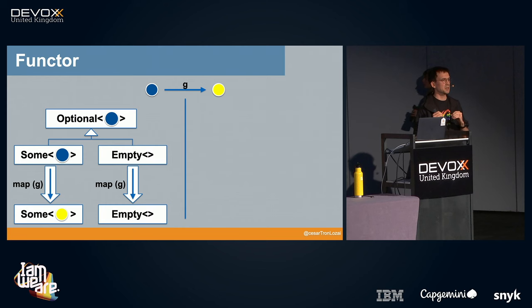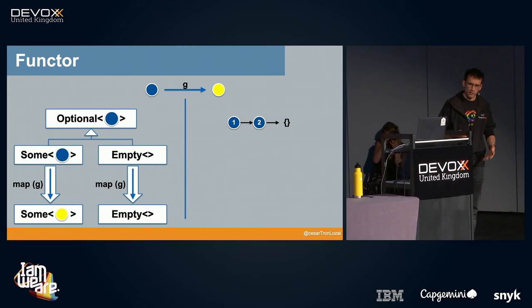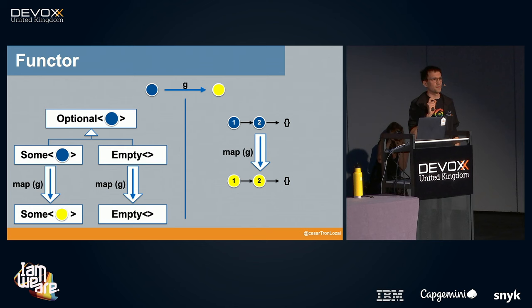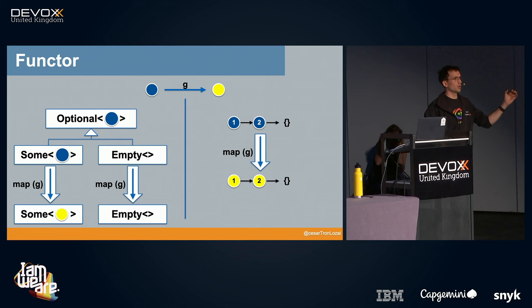Let's look at another functor, list. So here it's a linked list. We have two elements, and we need to apply map G to this. Well, again, what else can we do? The only thing we can do is apply G to every single element, and we get a list of yellows. And here the very important observation is that a functor changes the content of the box, but it never changes the structure of the box. In the case of optional, when we had a sum, we stay with the sum. When we had an empty, we stay with empty. With the list, we had two elements. We apply map, we still have two elements. So we change the content, but not the structure.